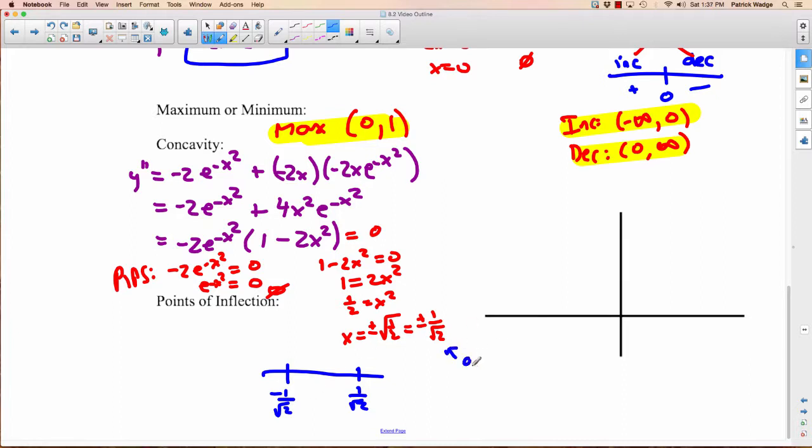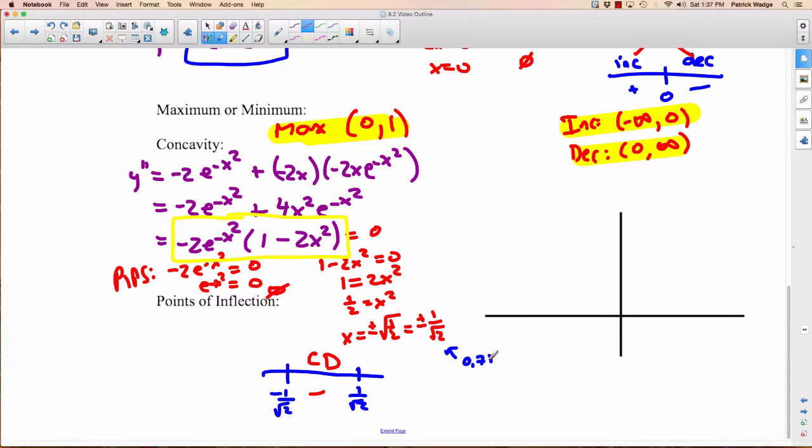It's approximately 0.71. So in between here, easy, we're going to use 0, and we can plug it in to this right here. 0 squared is 0, negative 0 is still 0, e to the 0 is 1, negative 2 times 1 is negative. And if I put 0 in here, I get 0 times 2 is 0, so 1 minus 0 is 1. So I have a negative times 1, or a positive. Negative times positive is negative. So we got negative here, which means it's concave down.